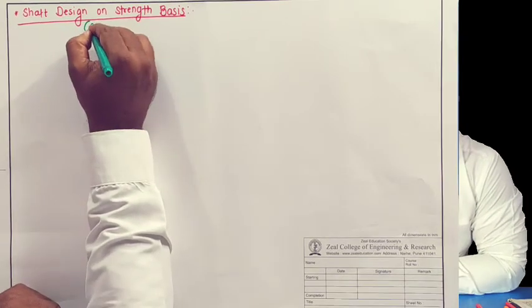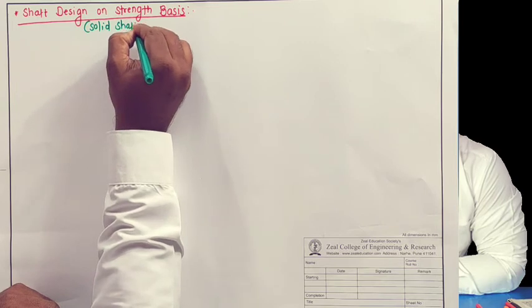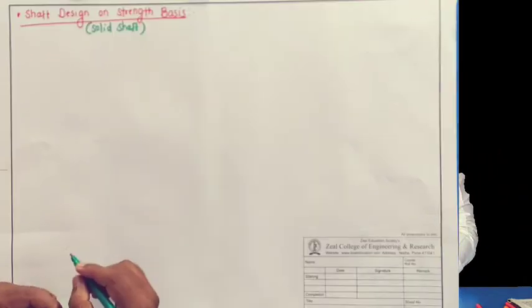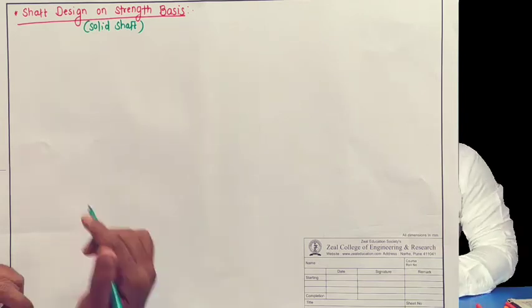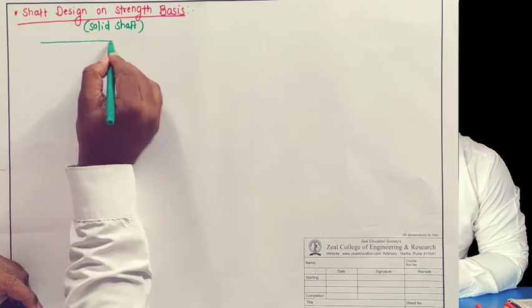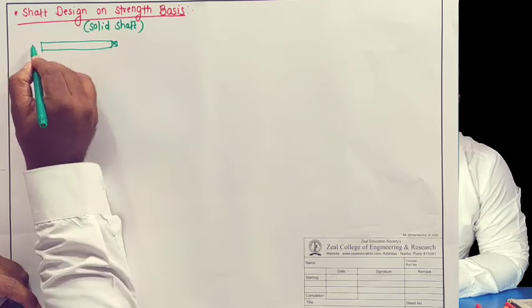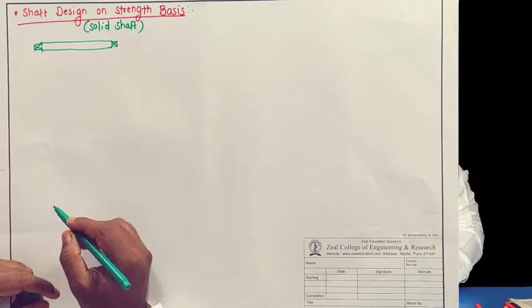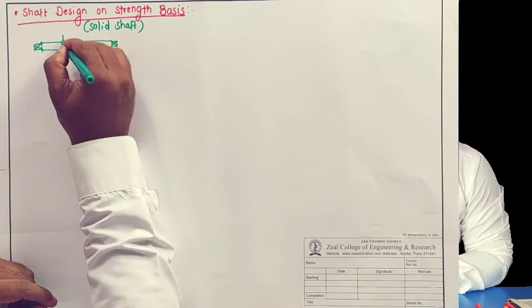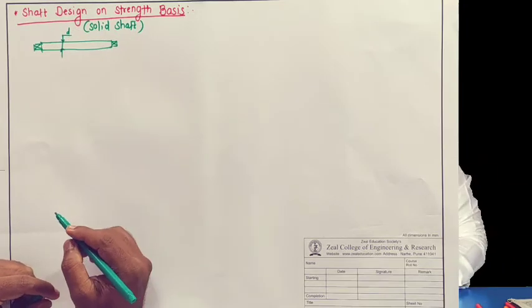Of course, for solid shaft, we have to consider certain things. Solid means a shaft like this, having a structure with bearings at the two ends, and this will be the shaft. Now, while designing this, we are always going to consider the shaft diameter as small d.